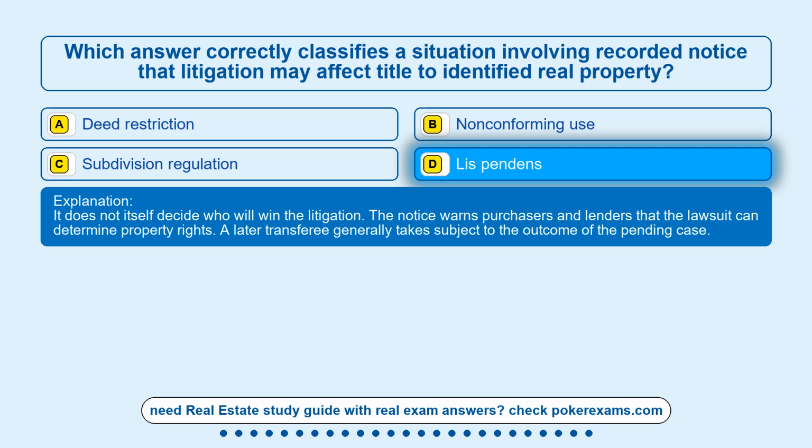It does not itself decide who will win the litigation. The notice warns purchasers and lenders that the lawsuit can determine property rights. A later transferee generally takes subject to the outcome of the pending case.